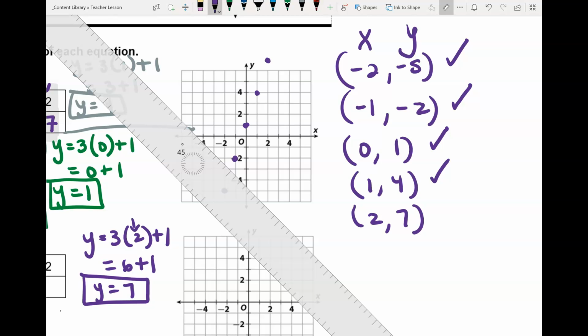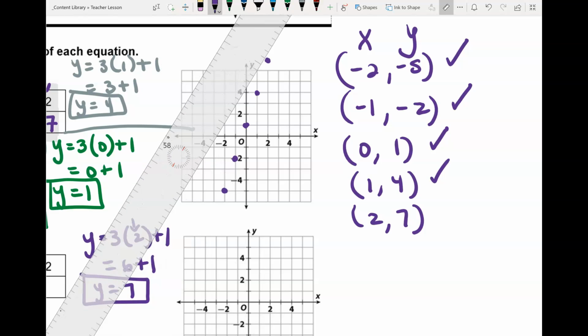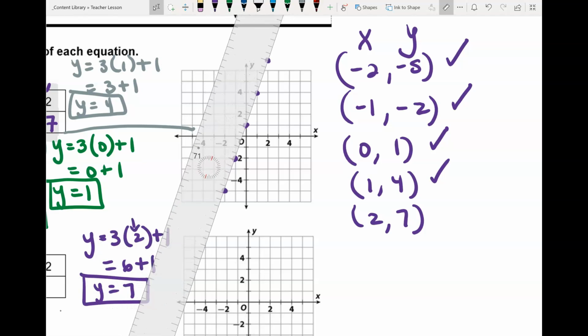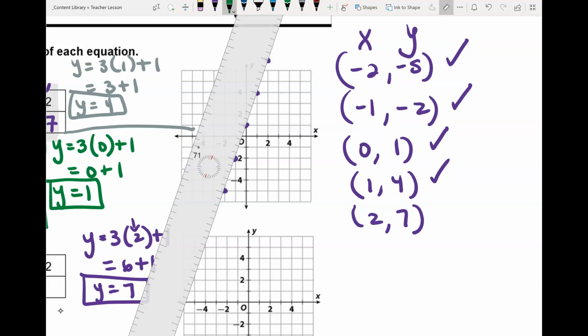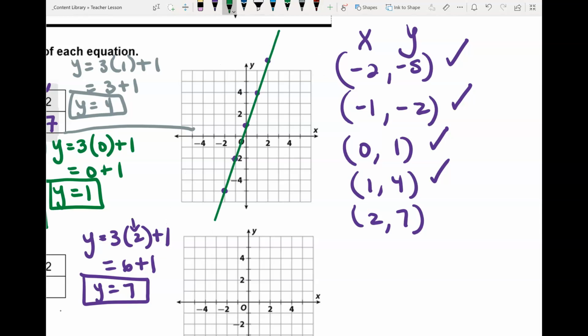So now I'm going to use a ruler. And if you don't have a ruler, all you're really doing is checking to see if there is a straight line going through all of these points. And if I did my points correctly, I should have a straight line. And that will be my straight line going through those points. Now you're going to practice a few problems.